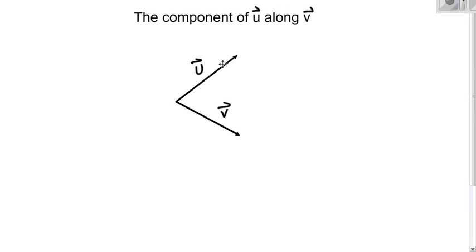So what that means is how far would that go along vector v. So it's perpendicular. I kind of like to think of it as the shadow, like how long is the shadow if you were to shine a light? How long would the shadow of u be onto v? So the component of u along v is just this length right here.